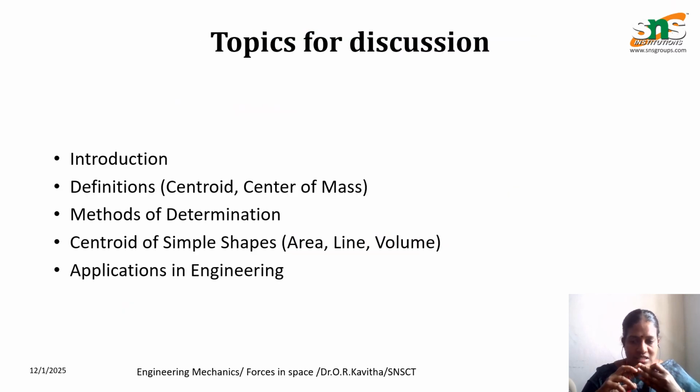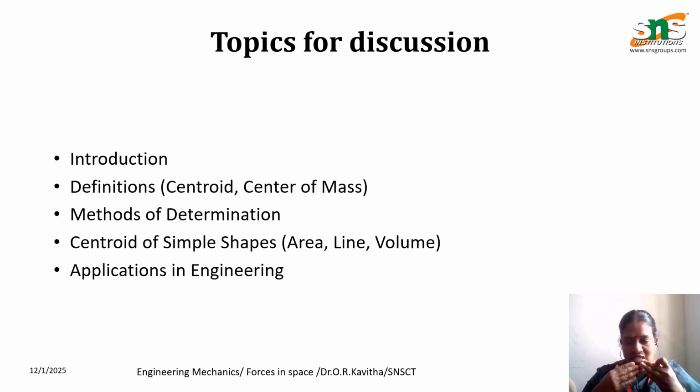In this session I am going to discuss the basic definitions of centroid and centroid of mass, and how we can determine them for different shapes. If you take regular shapes, for example rectangle, square and circle, it is very easy to find. But if it is a composite shape, or an irregular shape, it is very difficult to find the centroid.